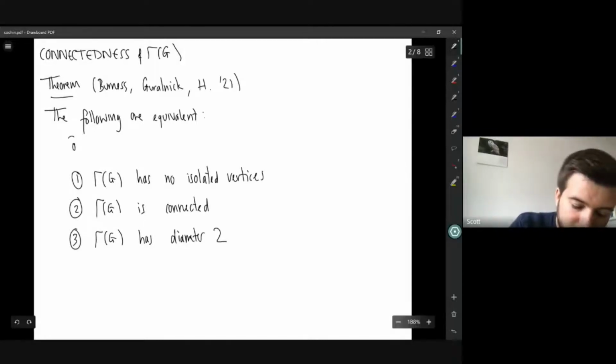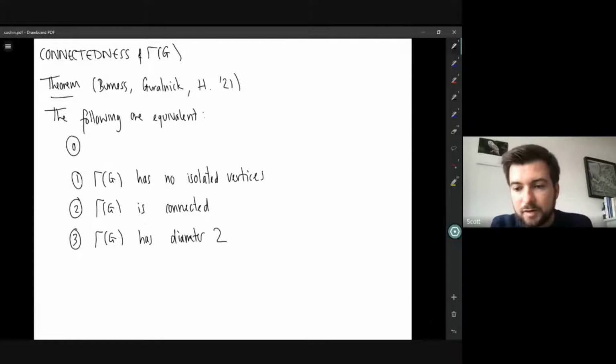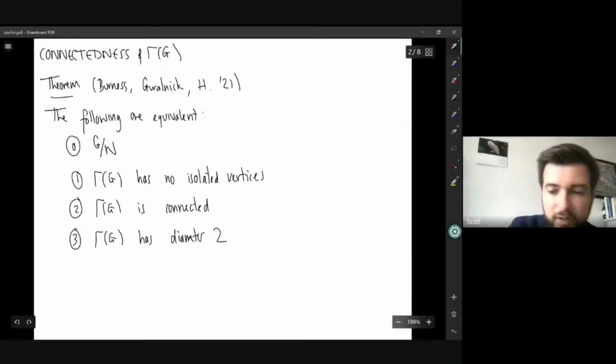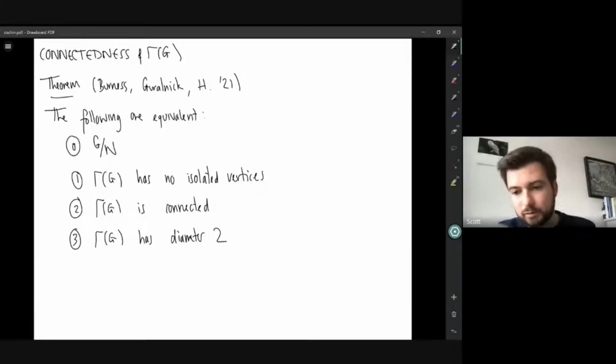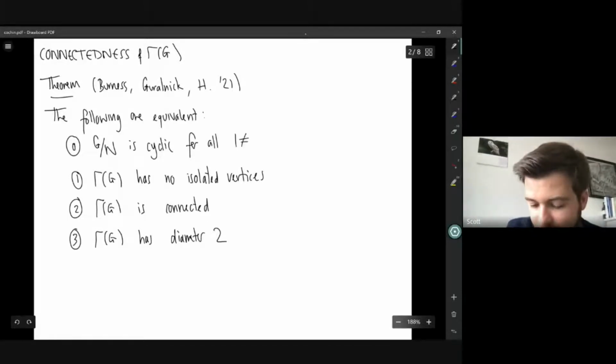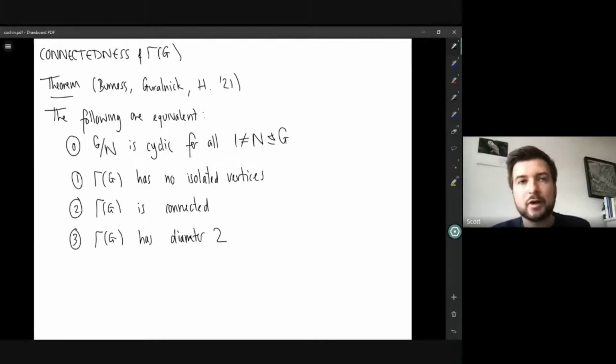And moreover, we can answer the question of when a finite group has a generating graph with these 3 equivalent properties. And the answer is a straightforward group theoretic condition. It's the following: whenever you take a quotient of the group that's not the whole group, it ought to be cyclic. So G by N is cyclic for all non-trivial quotients, or for all proper quotients, for quotients by all non-trivial normal subgroups.